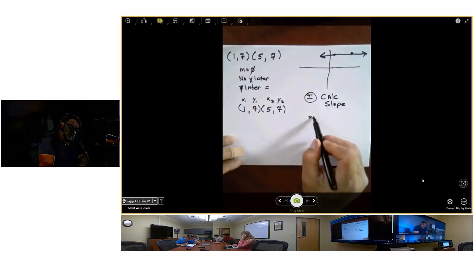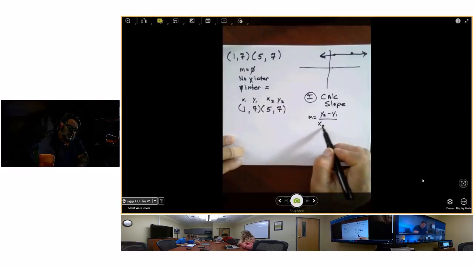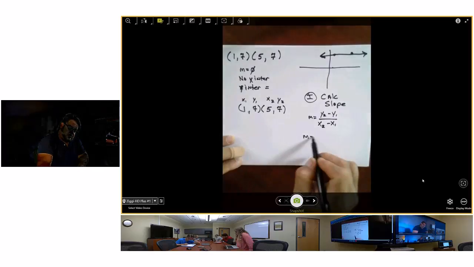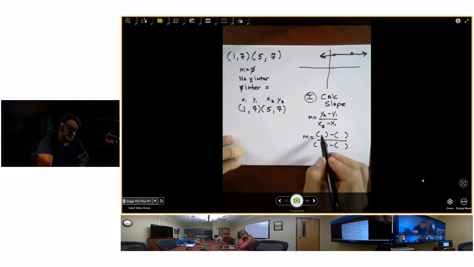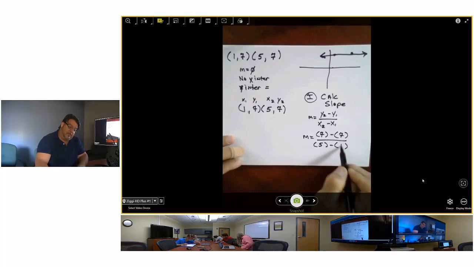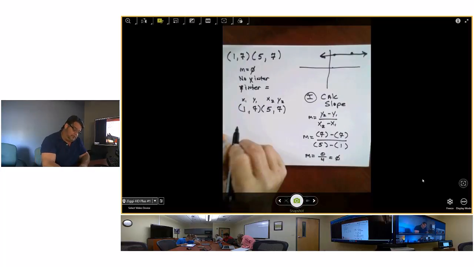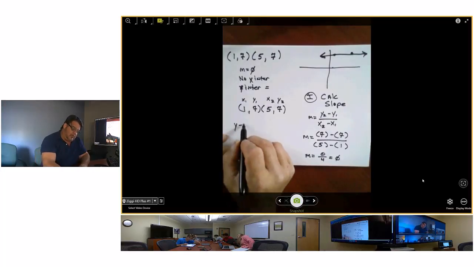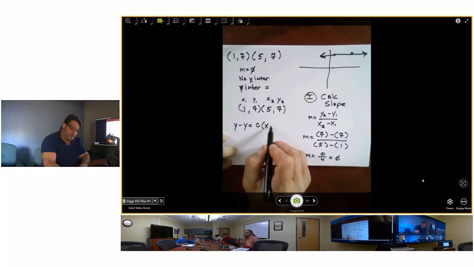So M is equal to y sub 2 minus y sub 1 over x sub 2 minus x sub 1. M is equal to parenthesis minus parenthesis over parenthesis minus parenthesis. Y sub 2 is 7. Y sub 1 is 7. 5 and what? 1. 0 over 4 is 0. So we plug it in. Y minus y sub 1 equals 0 times x minus x sub 1.